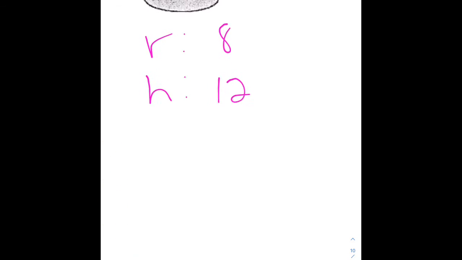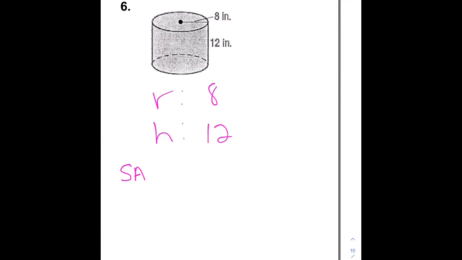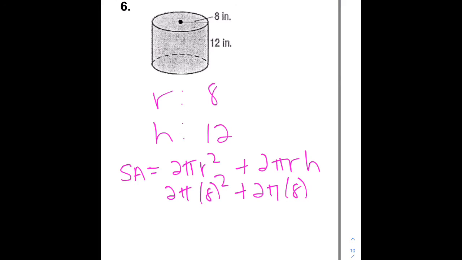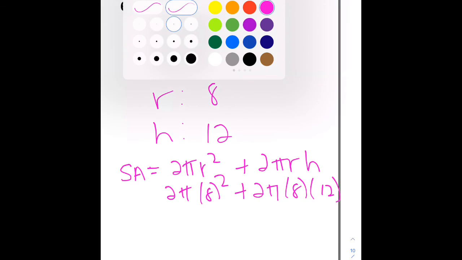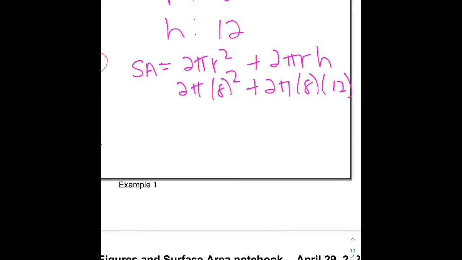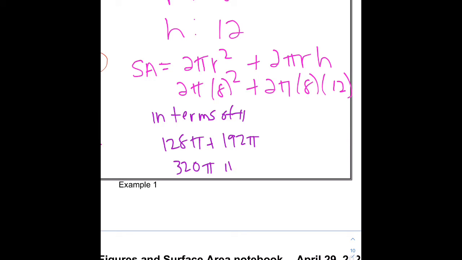And then we're going to plug it into my formula. So your surface area is equal to 2 pi r squared plus 2 pi rh. I plug in my values for r and h. Again, if the question wants your answer in terms of pi, 8 squared is 64. 64 times 2 is 128 pi. 2 times 8 is 16. 16 times 12 is 192. So in terms of pi, you would have 320 pi square inches.